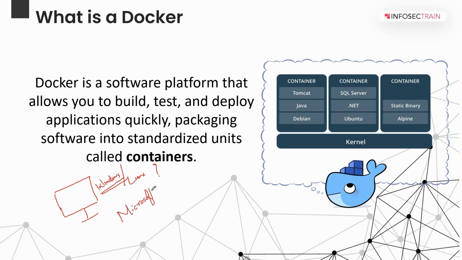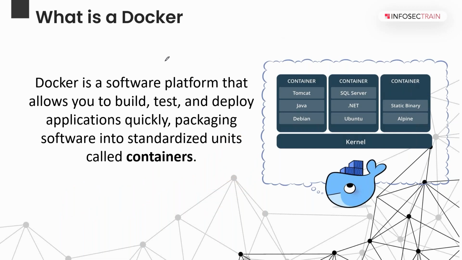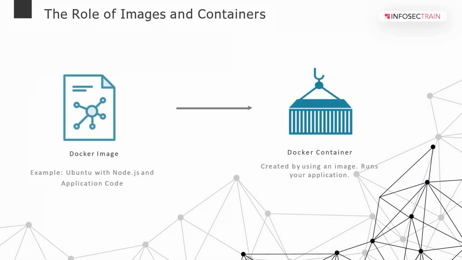You have to go to the Microsoft website and download something called an image file. You call it an ISO file, or you have a VHD file. You have multiple formats, but anyway, you have to have an image file. From this image you install the OS. In the same way, if you want to deploy a container, you can deploy the container only from something called an image.